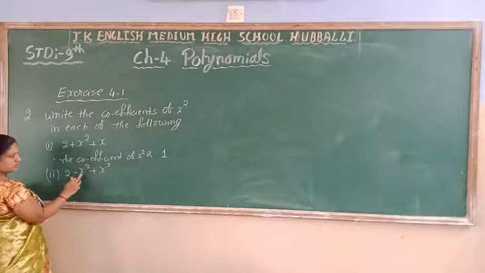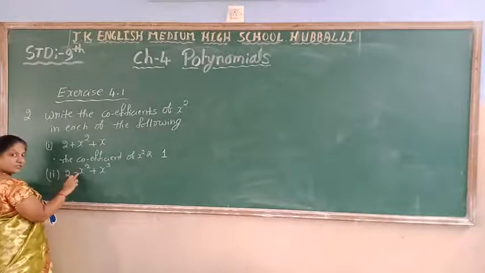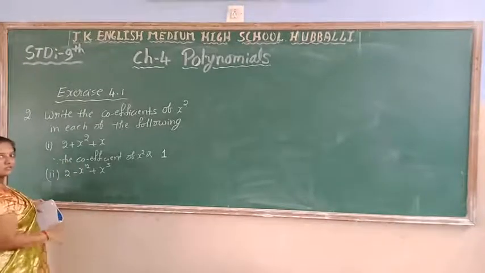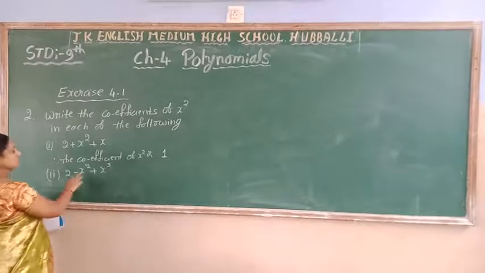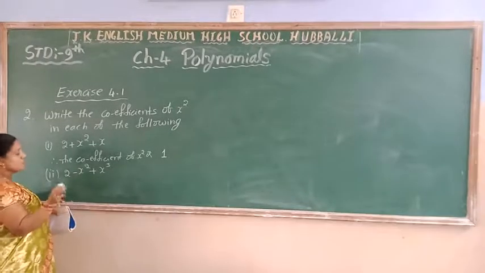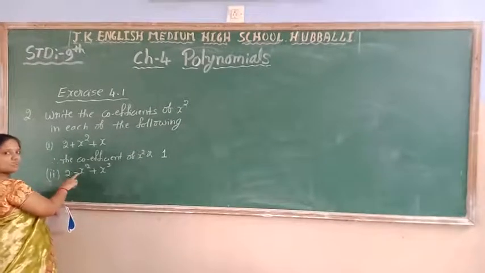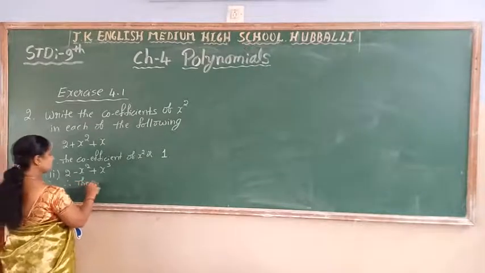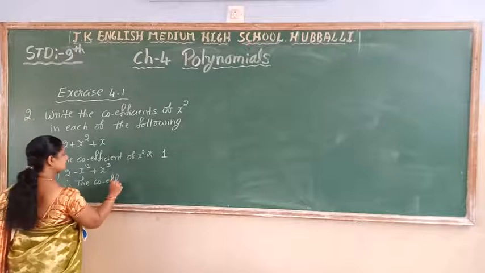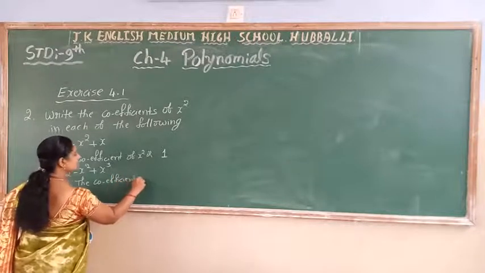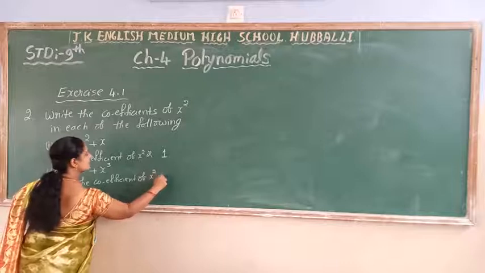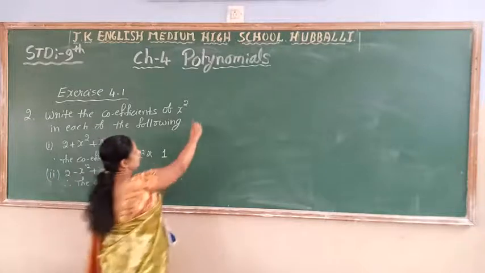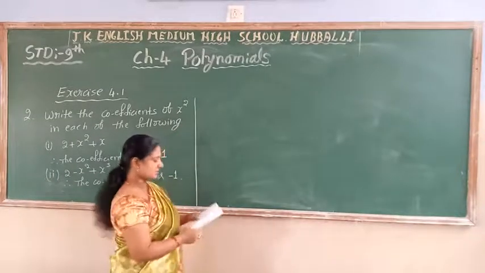So second question, that is 2 minus x square plus x cube. See here also with x square no number means it is understood 1 is there, but minus sign is there. Be careful here, plus 1 there, minus 1 here, with the sign and the numerical coefficient. It is understood minus 1 is there with x square. Therefore the coefficient of x square is minus 1 here. Okay, write it down.